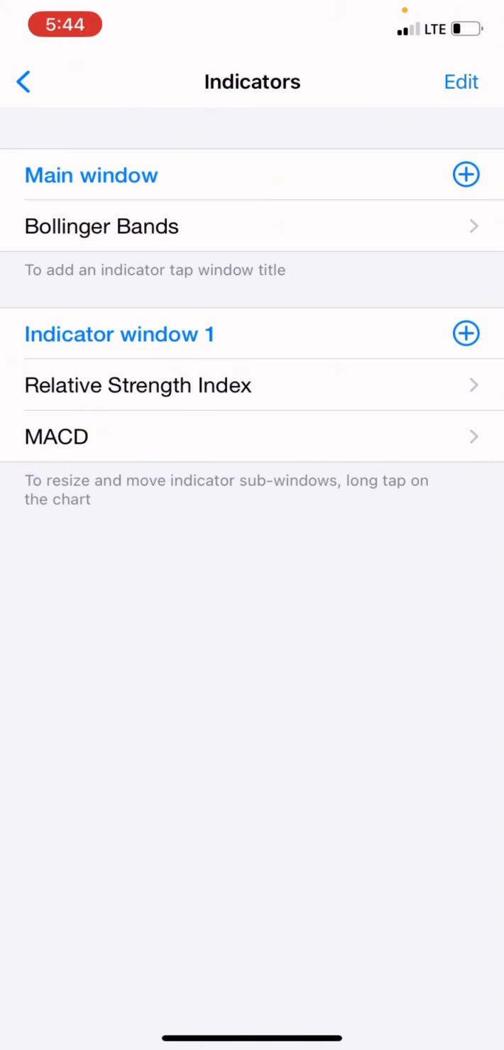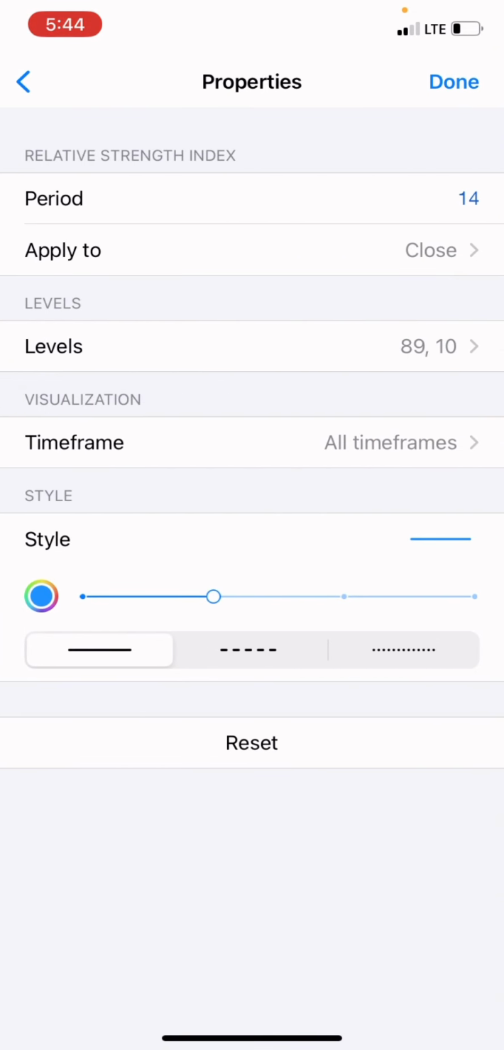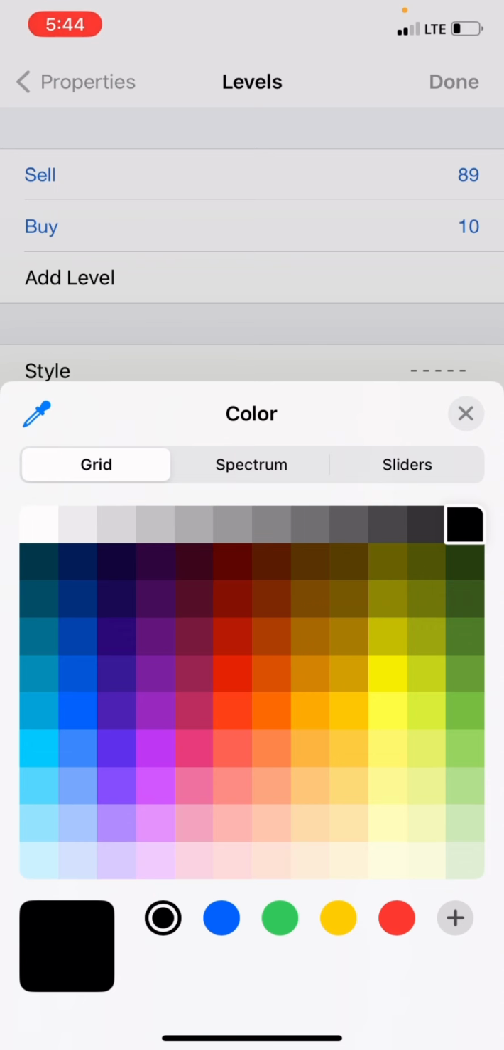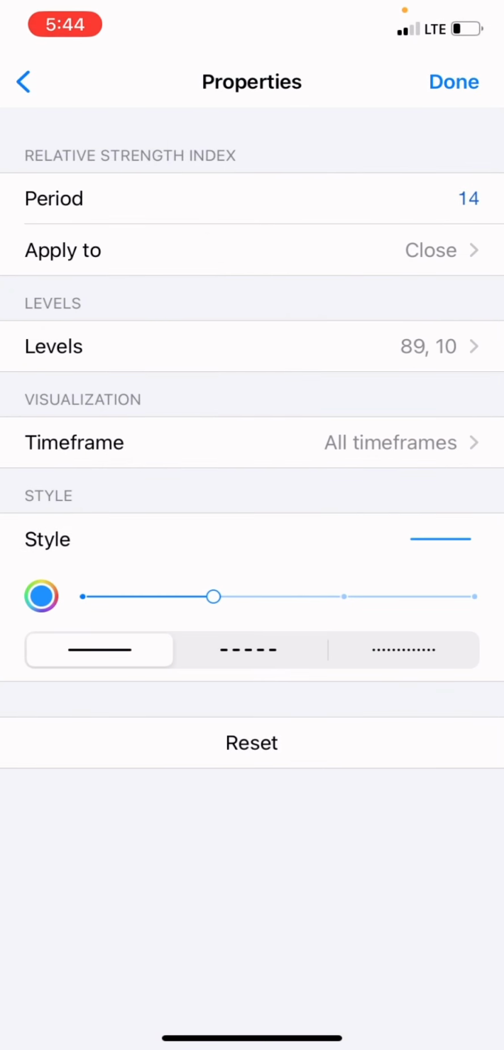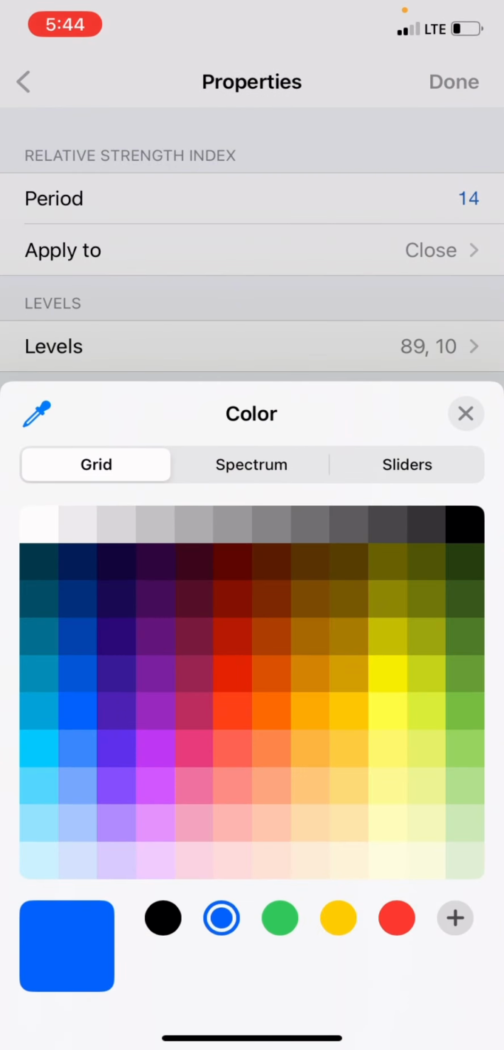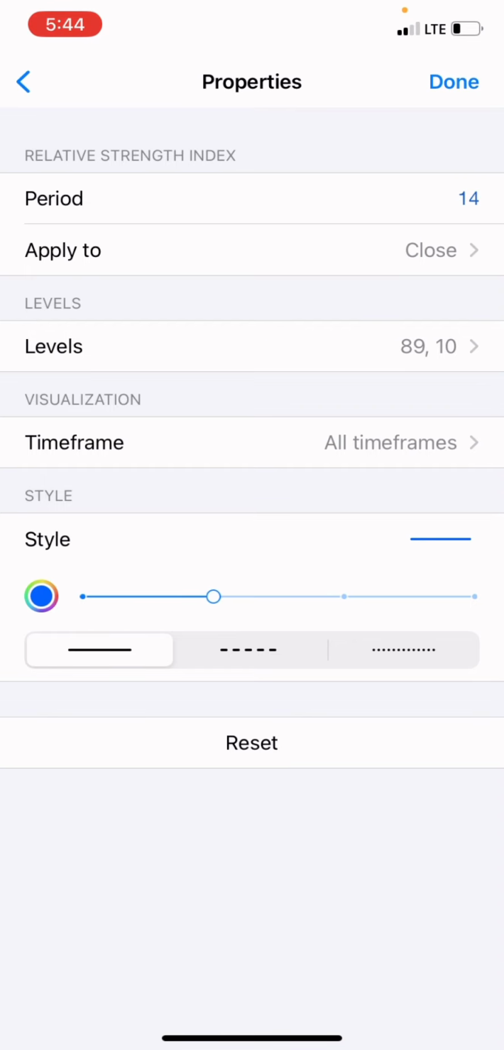On the Relative Strength Index, period 14, applied to close, while the levels are 8, 9 and 10. The style right here is 1 pixel, while the color is black. Here the style is 2 pixel and the color is blue, right? Then after that I click on done.